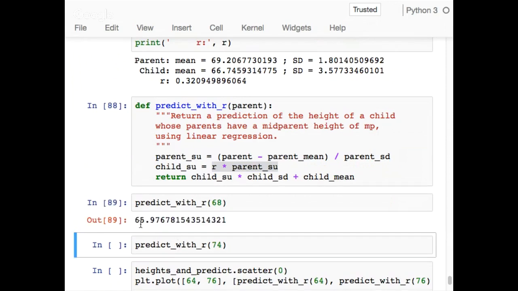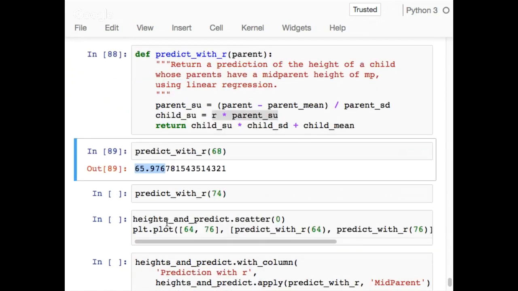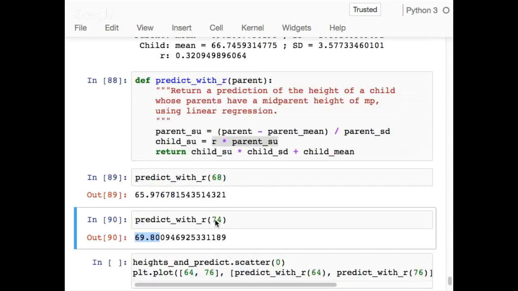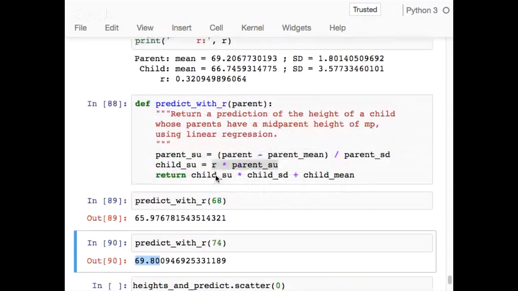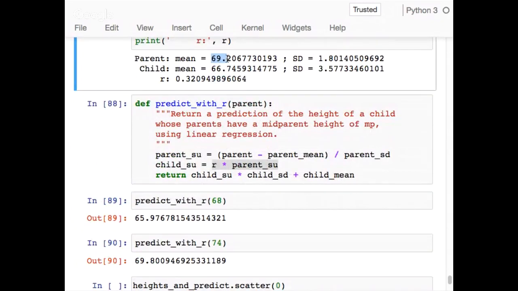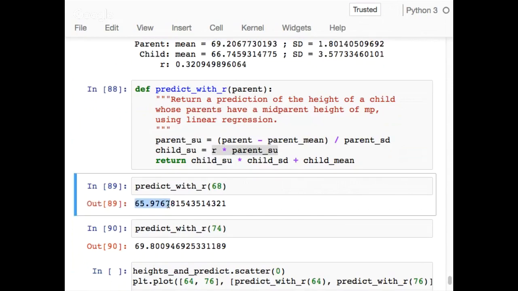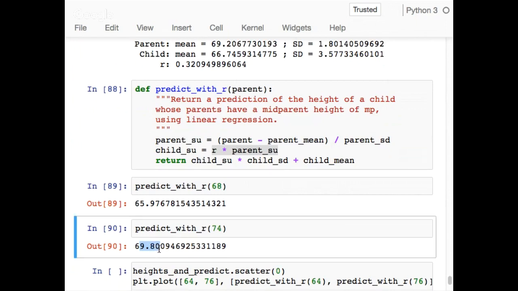So it looks like my regression line, given a mid-parent height of 68 inches, will predict that my child is about 66 inches tall. Here I have 74 inches. Do notice that the mean of the children is 66 and the mean of the parents is 69. The predicted child height is less than the parent's height pretty much every single time. But if we go below the average, you notice that the children's heights that we predict are closer to the average of the children.